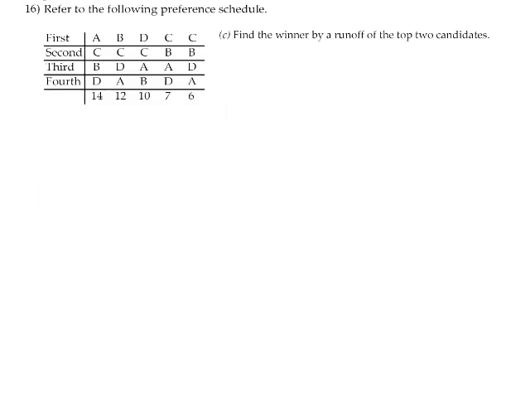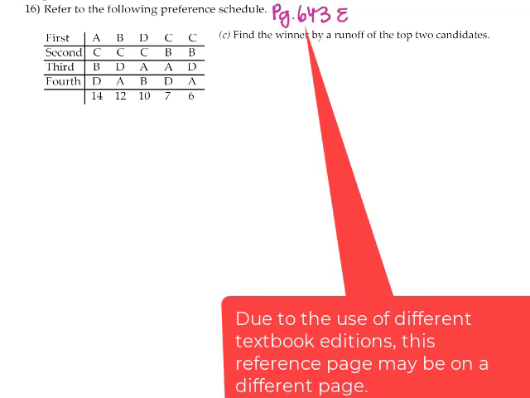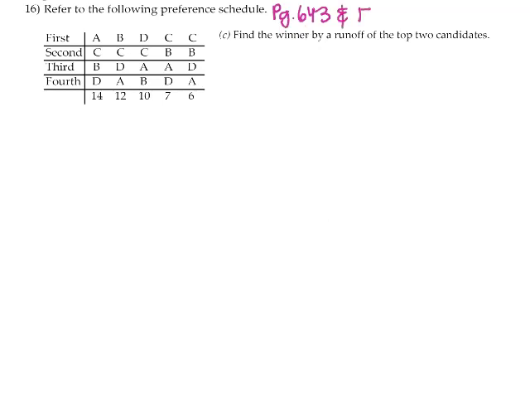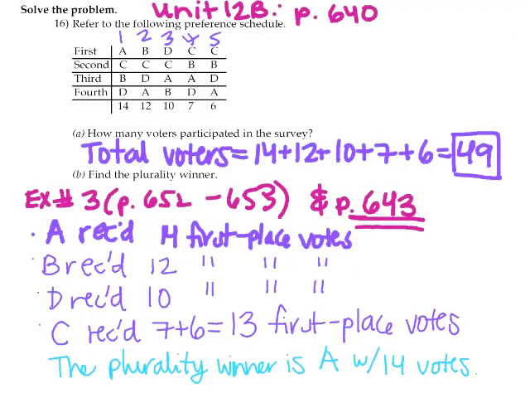Now with 16C, we're asked to find the winner by a runoff of the top 2 candidates. For this problem, we're switching gears a little bit. You'll want to refer to page 643 again, and you can refer to example number 2 on page 652. For the runoff of the top 2 candidates, we again look at the first place totals like we did for Part B when examining plurality.